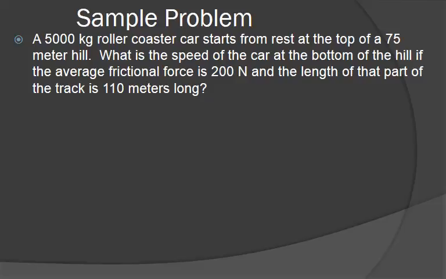All right, so let's go ahead and try this one. This would be a good review as well. We've got a 5,000 kilogram roller coaster car starting from rest at the top of a 75-meter hill, and we want to find the speed at the bottom of the hill if the average frictional force is 200 newtons and the length of that track that it goes through with the friction is 110 meters long.